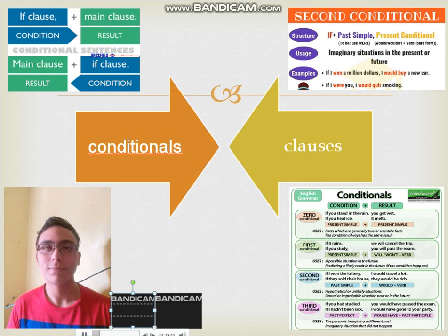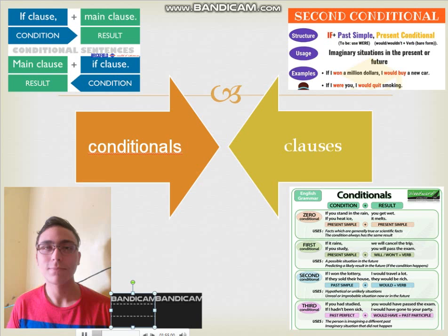Type 1. First conditional. It is formed with a verb in the future in the main clause and with another in the present in the subordinate clause. If plus present simple, will plus infinitive. This type is used to talk about real or possible situations. For example, if you come for the weekend, we will go to the cinema.